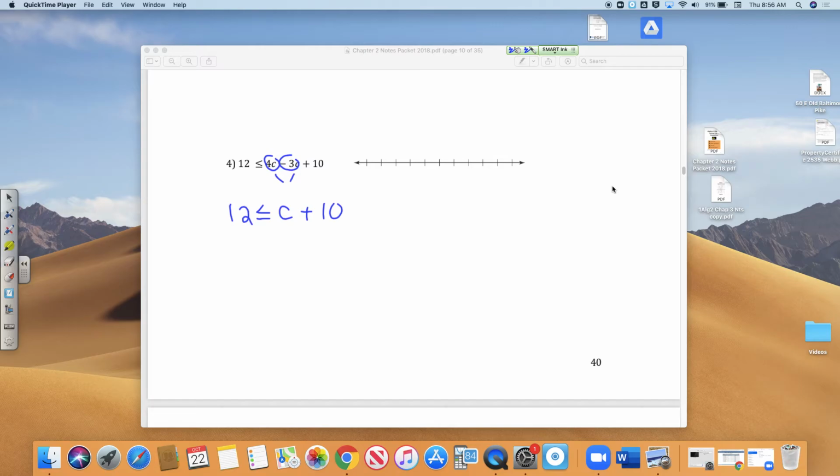You can put the 1 in front of the c, or you can just leave it just c. Now I'm solving for this, now that I only have one of them, and to do that I would get rid of this plus 10 by minusing 10.